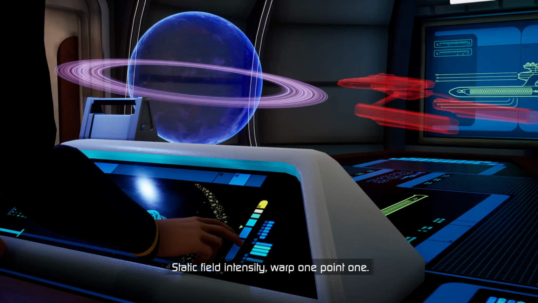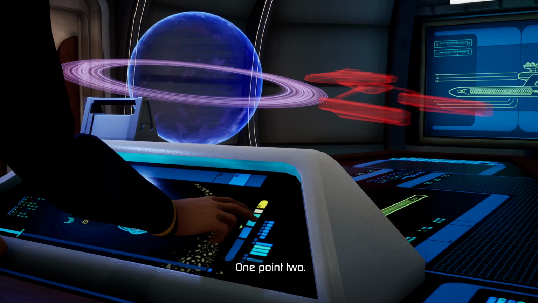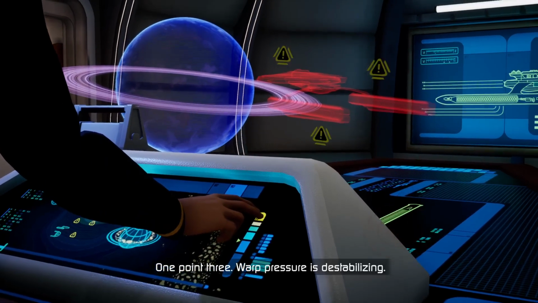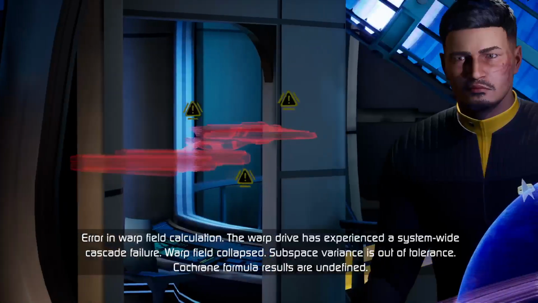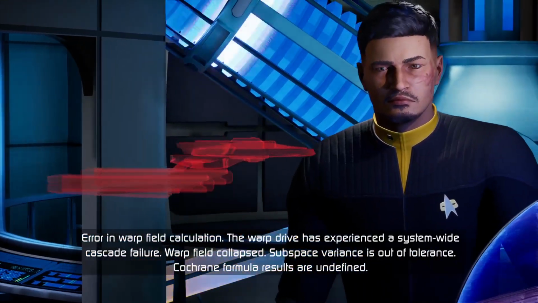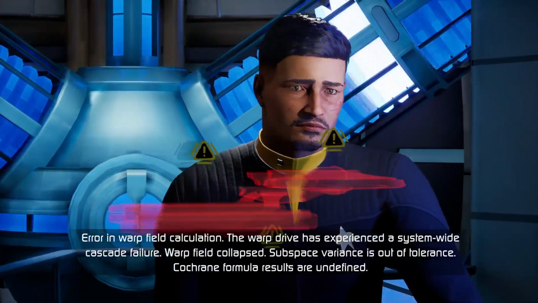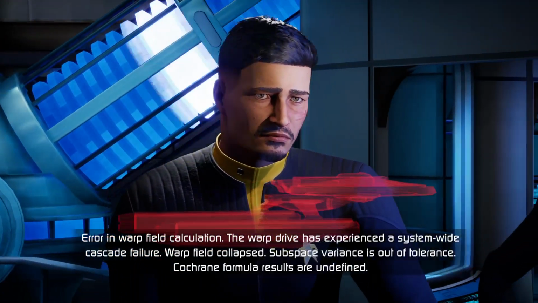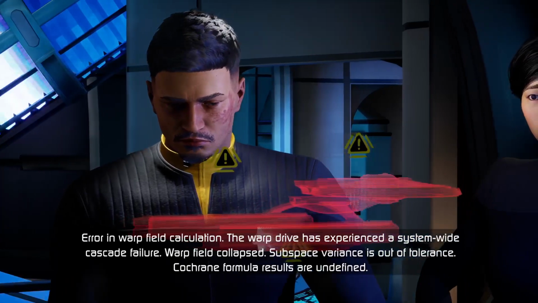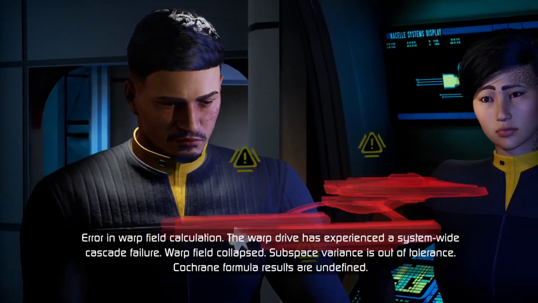Intensity 1.1, 1.2. Warp pressure is destabilizing. Error in warp field calculation. The warp drive has experienced a system-wide cascade failure. Warp field collapsed. Subspace variance is out of tolerance. Cochrane formula results are undefined.